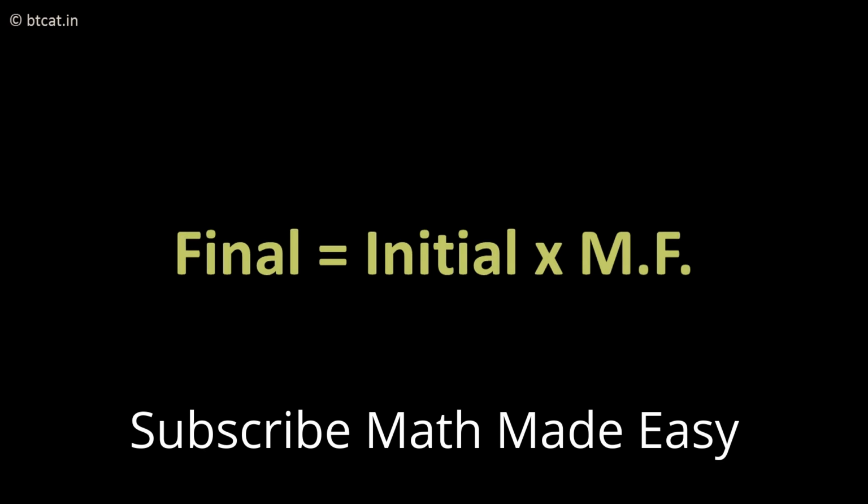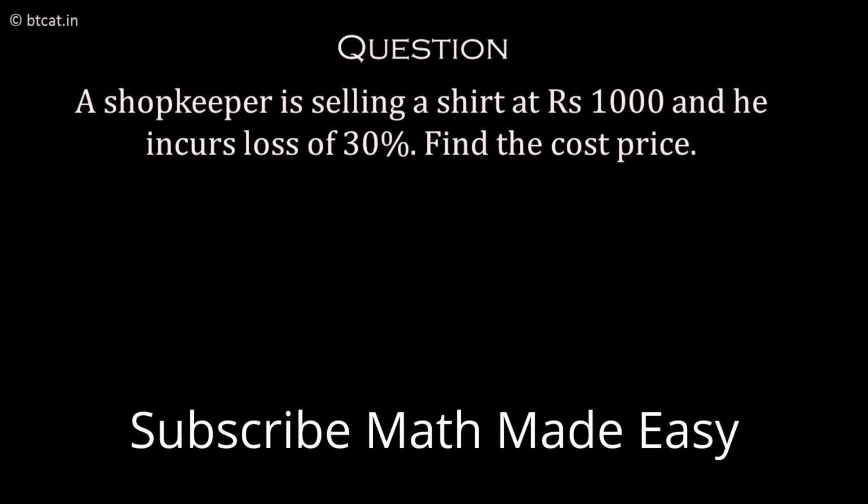So if we are given the cost price and the profit percent, we can immediately find the selling price by multiplying the cost price into the corresponding multiplying factor, and vice versa. For example, if a shopkeeper is selling a shirt at 1000 rupees and he incurs a loss of 30% in the process, the question says find the cost price.